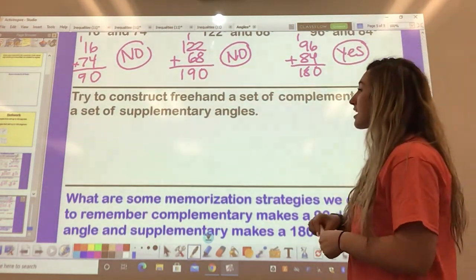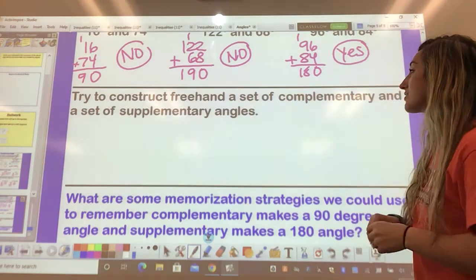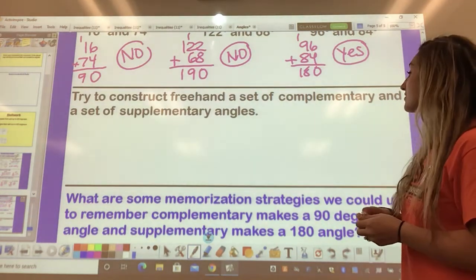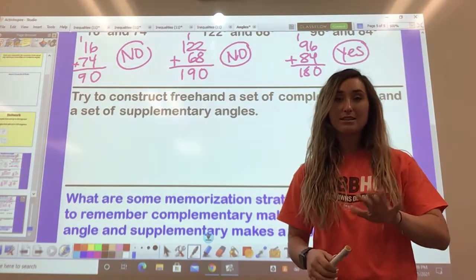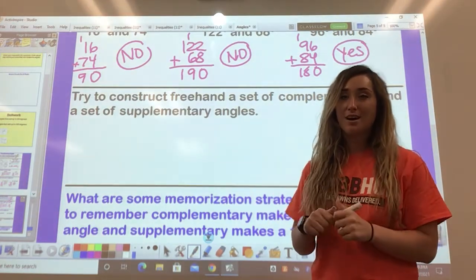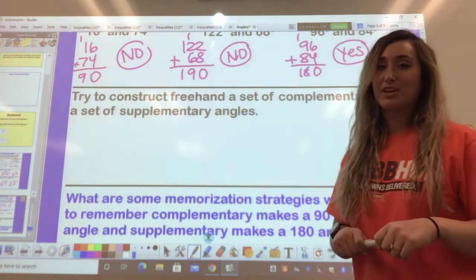So then next, I'm asking you to construct freehand a set of complementary angles and a set of supplementary angles. So I'm going to have you hit pause, try this on your own, and then I'll give you a little hint here in a second.